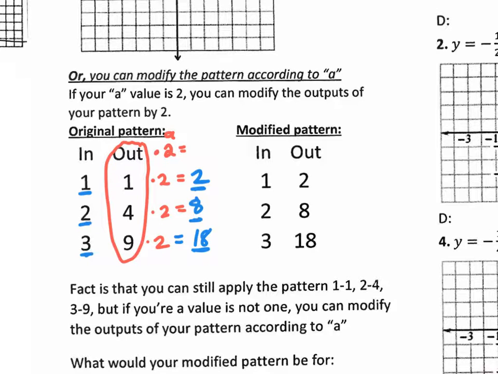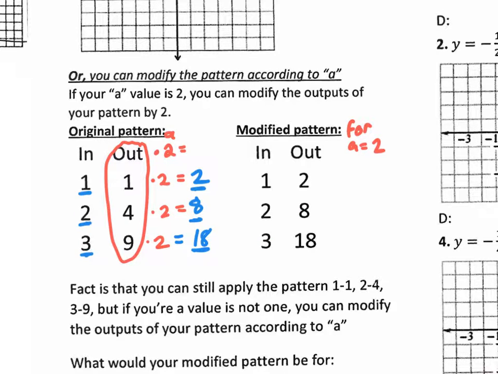Because that's what the a value does. It either makes it wider or narrower, or using the correct math vocab, it makes it a vertical stretch or vertical compression. And in order to do that, it modifies your outputs. Just multiply your a value by whatever your output is. So here's your modified pattern. And I guess it's important to say modified pattern for the a value of 2. So instead of 1, 1, it's 1, 2. Instead of 2, 4, it's 2, 8. Instead of 3, 9, it's 3, 18.